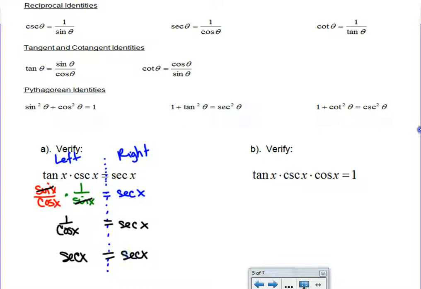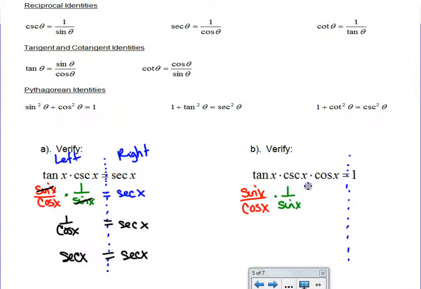Very important. So letter B. Can't touch the right-hand side. Well, that's kind of good because I have no idea what to trade a 1 for. So let's start on the left-hand side with tangent. Trade tangent for me. Sine over cosine. Okay, how about cosecant? 1 over sine.